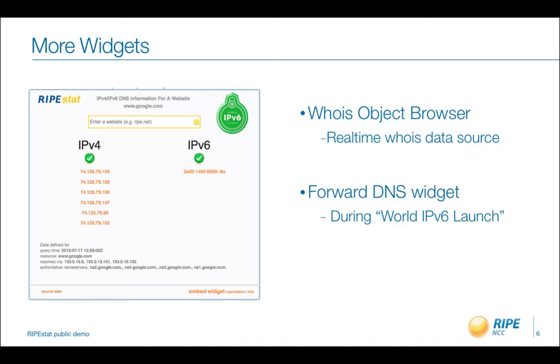If only IPv4 or IPv6 is available for a given domain, this is indicated by the widget. As part of the event, this widget actually saw some broad embedding usage across several sites, one of them being the RIPE NCC v6 launch measurements page. You actually also saw this in the RIPEstat main page for the period around the World v6 launch day.